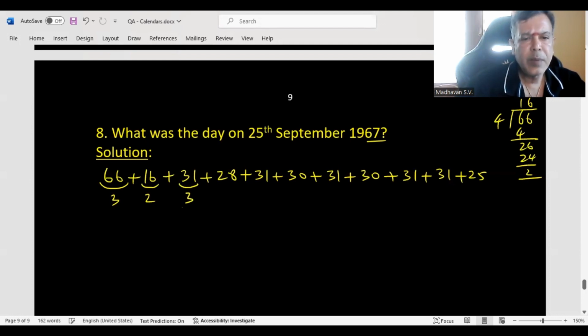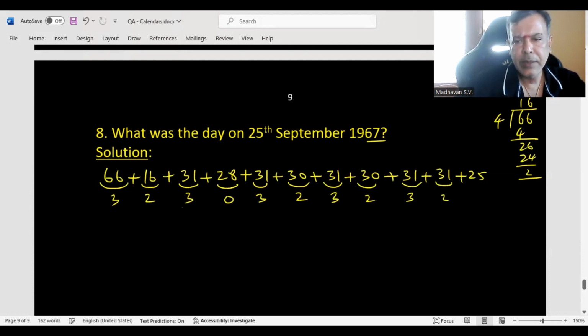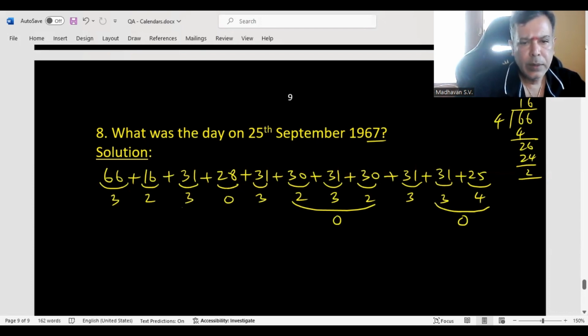7 fours are 28, remainder is 3. This is 0, this will be 3. This is 7 fours are 28, remainder is 2. Here remainder is 3, remainder is 2, remainder is 3, remainder is 3. 7 threes are 21, remainder is 4. Together this is 7, so 0. Now this is together 7, so it is 0. Here this is 5, this is 6, this is 3.